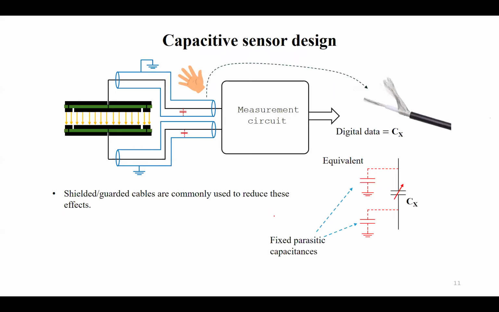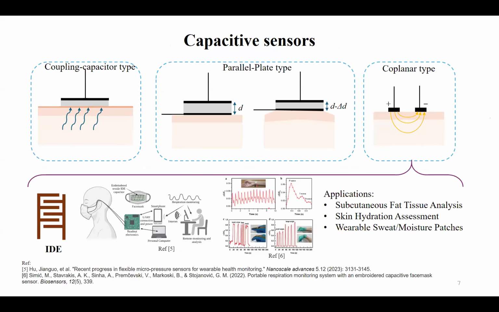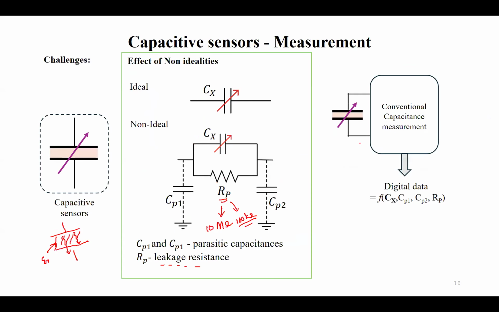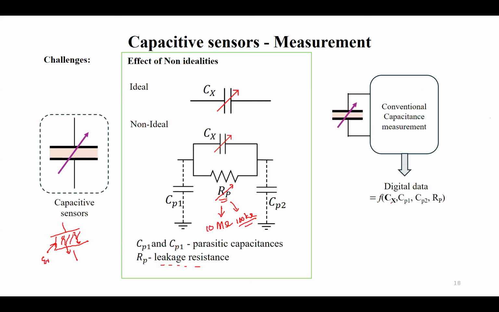Yeah, so in applications such as sweat or moisture patches or skin hydration, the resistance may even go down to near 50 kilo ohm or 10 kilo ohms range. So what happens? The sensor is not a single capacitor. The effect of this resistance will come into the output of the measurement circuit, right? As shown here, if this is a capacitive sensor Cx, and if I use a conventional capacitance measurement, the digital data will be a function of Cx as well as Rp.